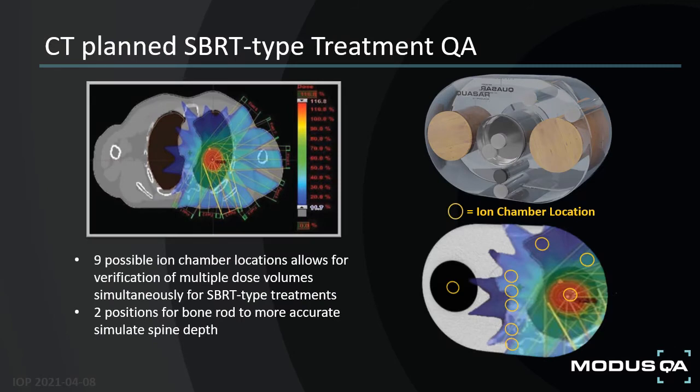So now, as we're beginning to understand the testing capabilities of the phantom, one might be wondering how these features directly apply to SBRT-type treatment plan verification. Well, as an example here, the MP body can support SBRT-type treatment QA in two different scenarios. The first of which is that it can be used during the commissioning of your treatment planning system.